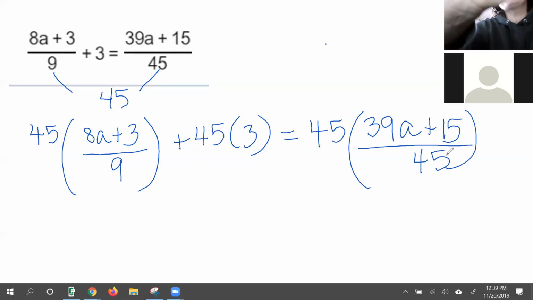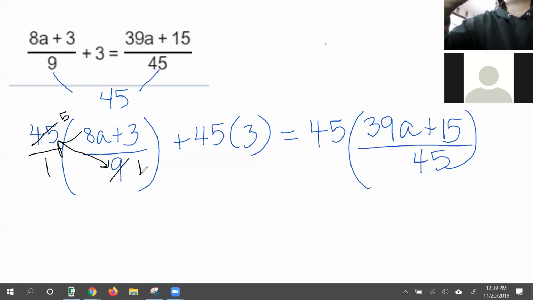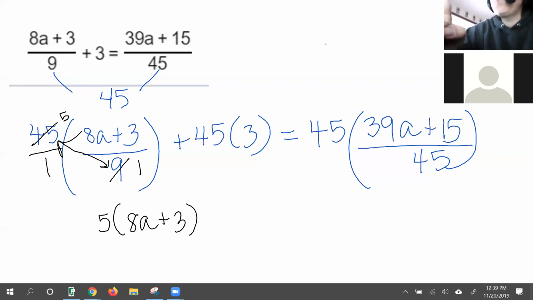So technically in this first one, if I multiply it by 45, that's like going 45 over 1. And I can look diagonally at the 45 and the 9. And I can say, well, I know that 45 divided by 9 is 5. So I can do that. I can divide each one by 9. So 45 divided by 9 is 5. And then 9 divided by 9 is 1. So I'm left with 5 times 8a plus 3. And I will have to distribute, but that's okay.